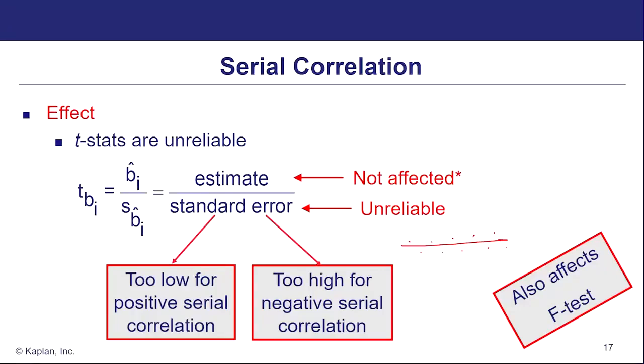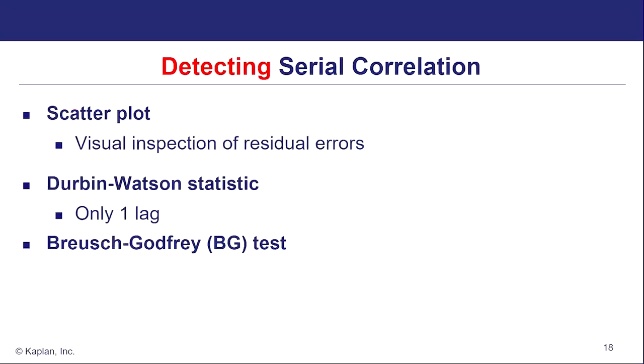All right. Now, when it is positive serial correlation, then the standard error is too low, which leads to too high a t-value, and you get type 1 error. If it is negative serial correlation, you get type 2 errors. Obviously, in all hypothesis testing, if your standard error is affected, it also affects your F-test.